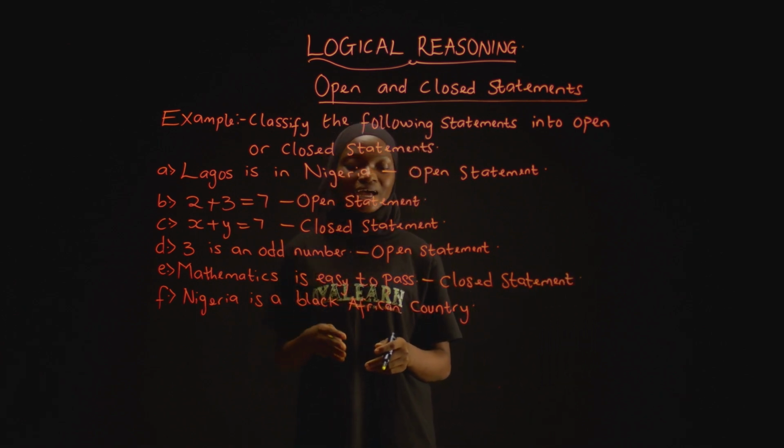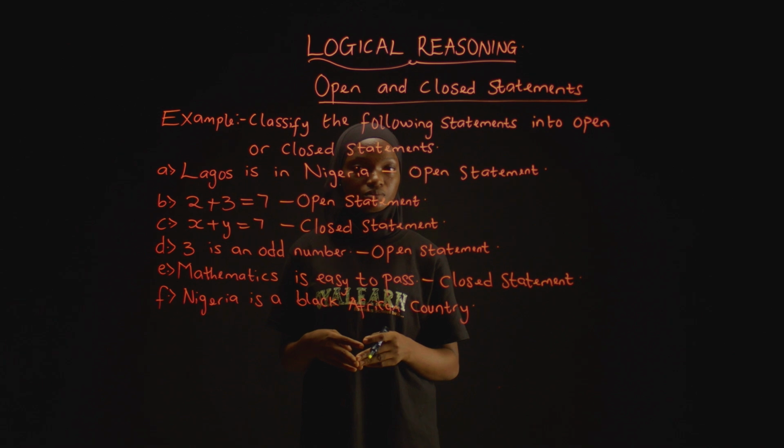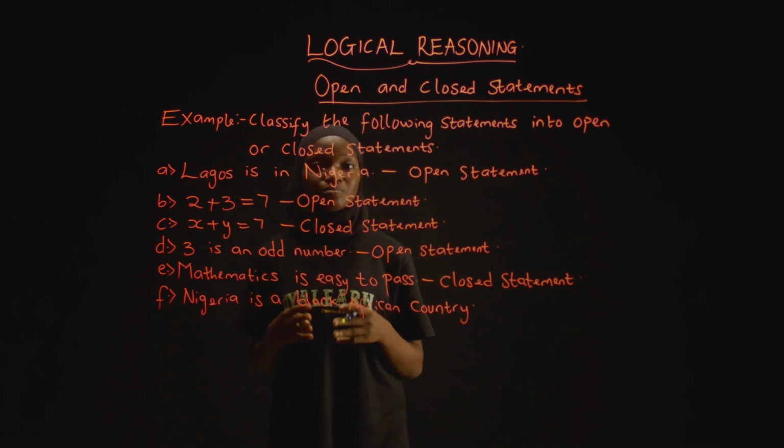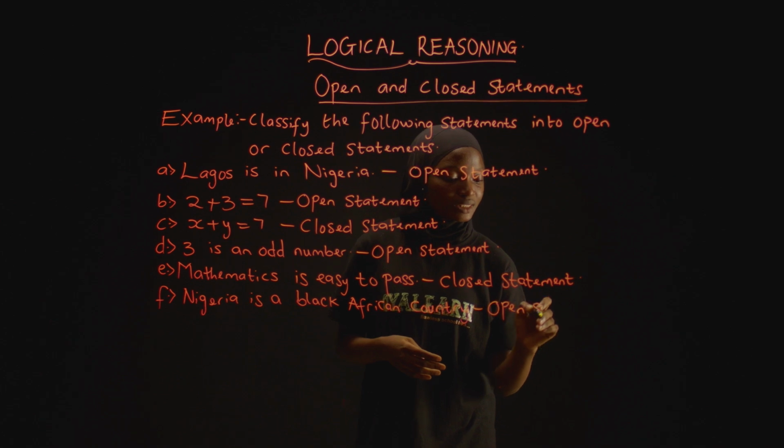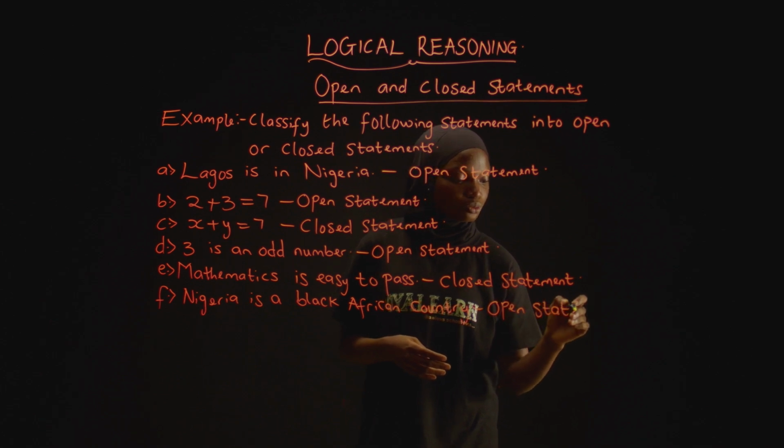Nigeria is a black African country. That's true. Nigeria is a black African country. So that means this is an open statement, since we can determine that it is true.